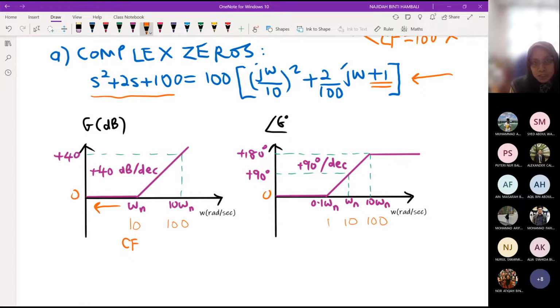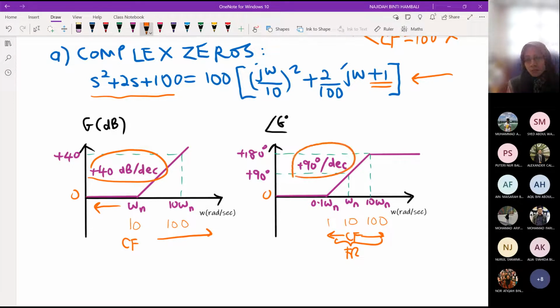Below the cutoff frequency, the slope is 0 dB per decade. Higher than the cutoff frequency, the slope is positive 40 dB per decade. For phase again, this is your cutoff frequency. You extend one decade before and one decade after. So only within this frequency range you have a non-zero slope, which in this case is positive 90 degree per decade. Lower than the minimum frequency, the slope is 0 degree per decade. Higher than the maximum frequency, the slope is 0 degree per decade. This is for complex zeros. Because they are zeros, the polarity of the slope is positive. Since it has two roots, the values are 40 for magnitude and 90 for phase.